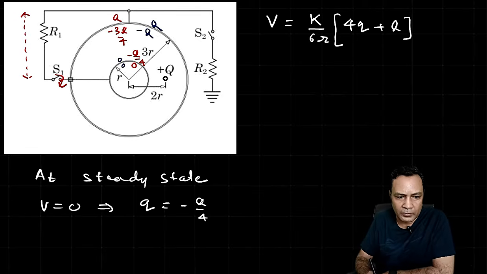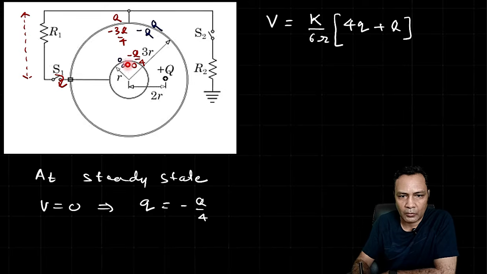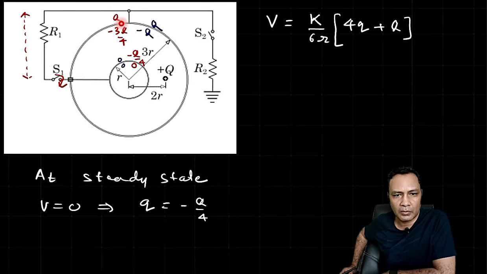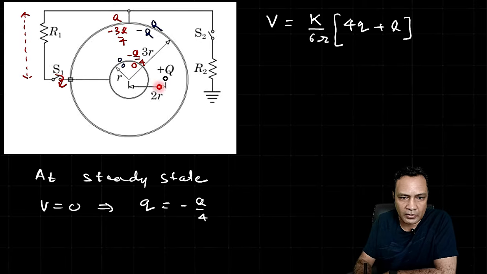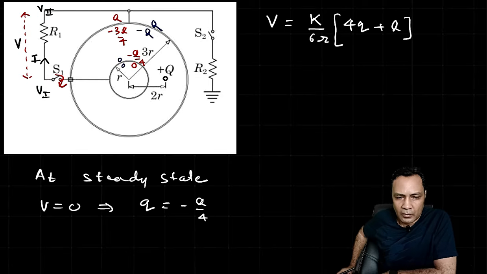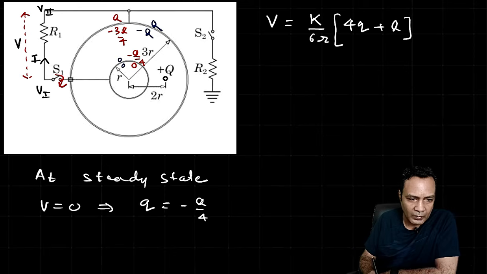So from this distribution to this distribution, how much total heat has dissipated? You can see that from the initial charge 0 to becoming minus Q by 4, obviously the current would have been flowing like that. So a current is flowing like this, and the potential difference V is there. This is V1 and V2 in between. So I want to find the heat dissipation in that resistor R1.